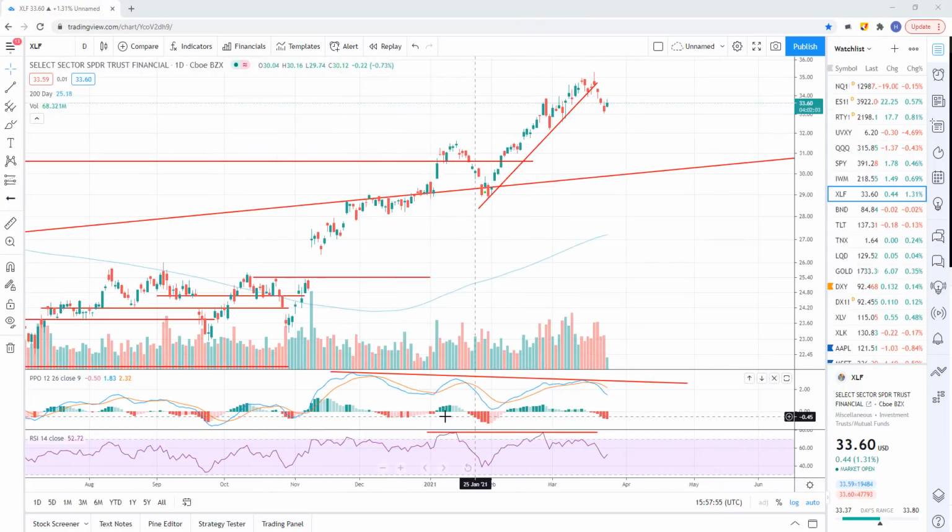Also on XLF, we had negative divergence here on the daily. You can see it clearly on the PPO there. And the RSI made an equal high, but with much higher price. So that's negative divergence as well.